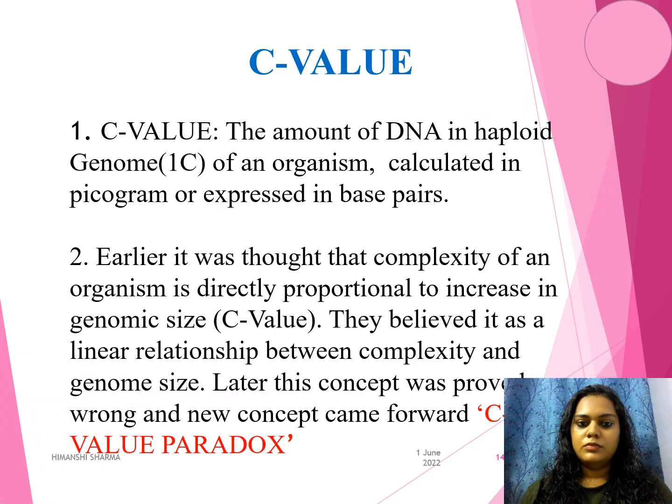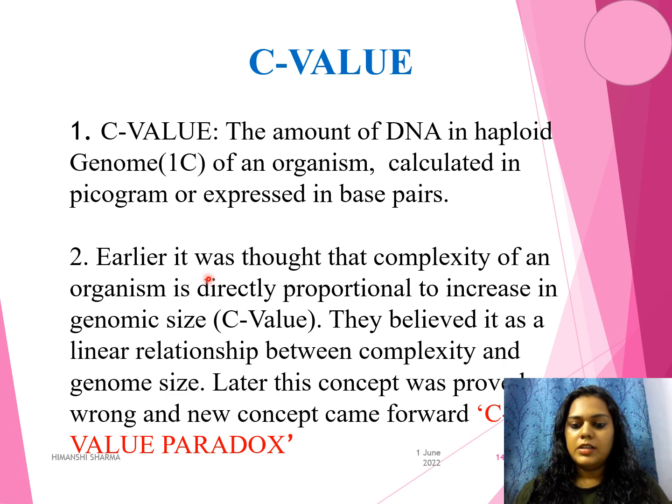Moving on, now we are discussing C value. So what is C value? C value is basically the amount of DNA in the haploid genome of an organism, and it is calculated in picograms or expressed in base pairs. Earlier it was thought that according to the complexity of the organism, the C value, that is the genomic size, increases, and it was considered a linear relationship. But later on this concept proved wrong, and the concept of the C value paradox came across.